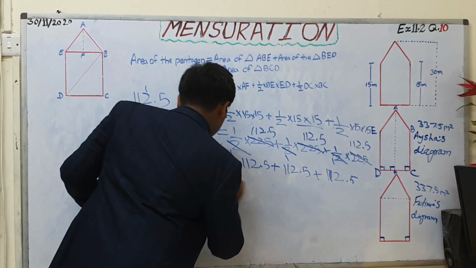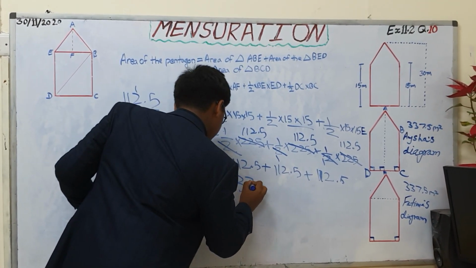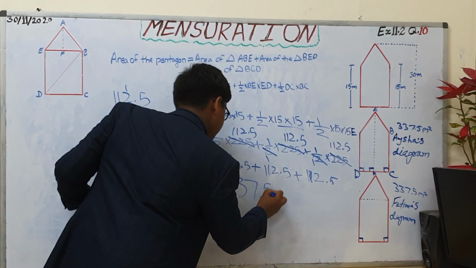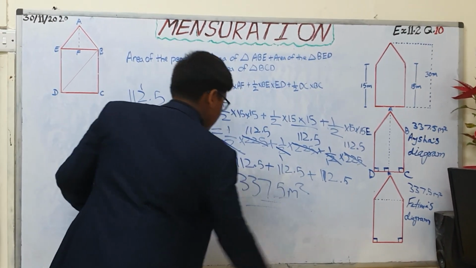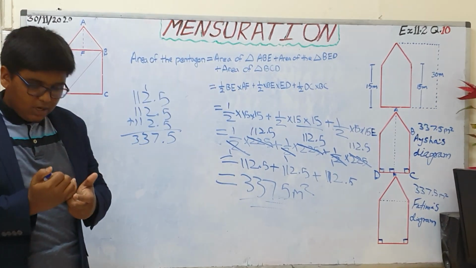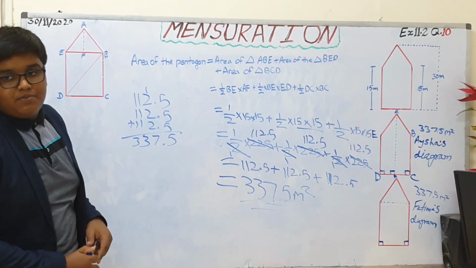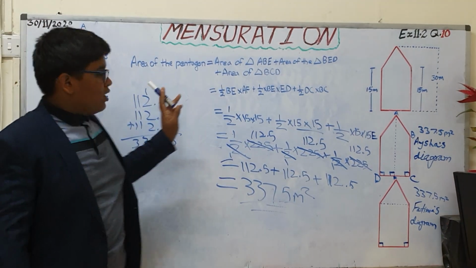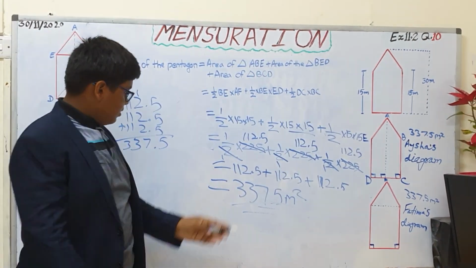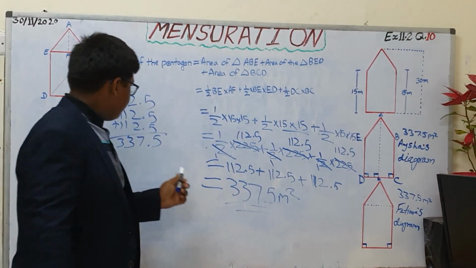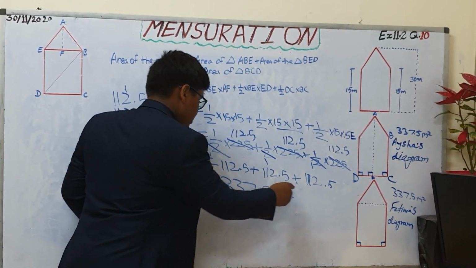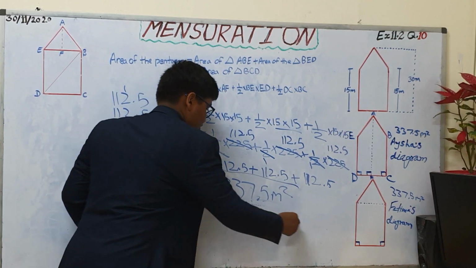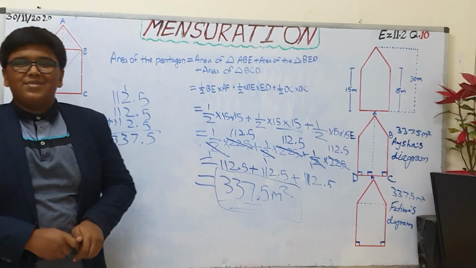So therefore, in our way, we got the answer as 337.5 meters squared. So this is how we did it. We did all these calculations, and in the last we found 337.5 meters squared. Thank you so much.